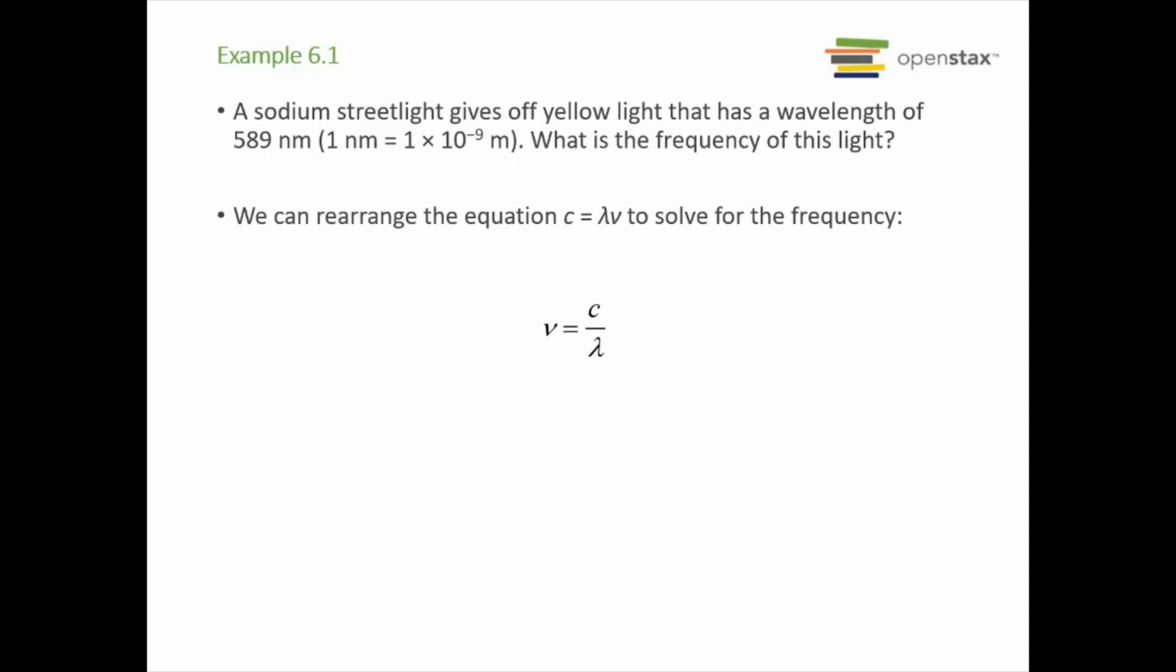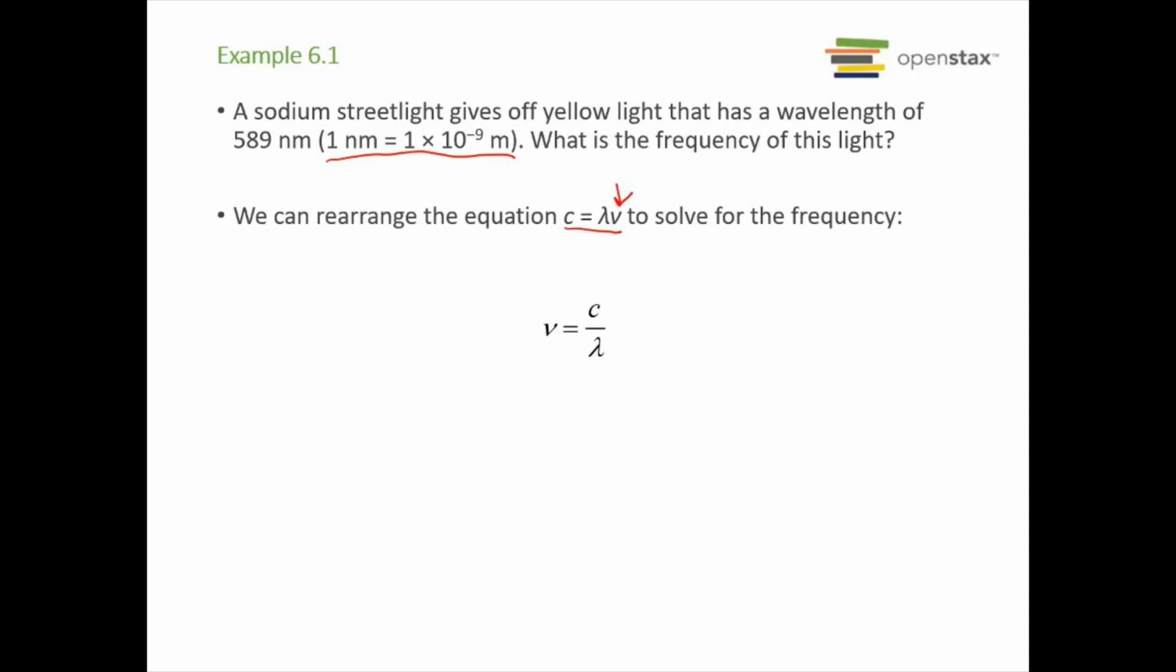So let's look at some math. I know you guys love that. A sodium streetlight gives off yellow light that has a wavelength of 589 nanometers. What is the frequency of this light? And they were nice enough to remind us that 1 nanometer is equal to 1 times 10 to the negative 9th power. So starting with the equation for the speed of light, c equals lambda nu, and we want nu.